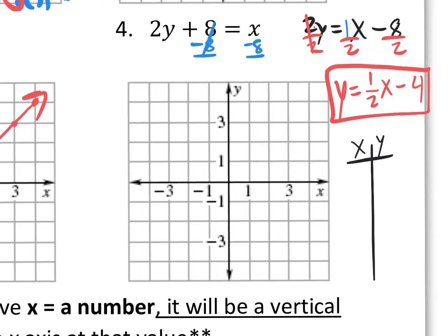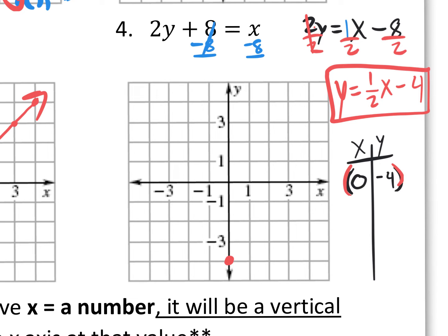0 always works. 0 is beautiful, right? Let's use 0 for the input. When I plug in a 0 into this x, anything times 0 is 0. And 0 minus 4 is what? Negative 4. So everybody, when we plug in a 0, we get out a negative 4. That is a coordinate. Let's actually graph 0, negative 4. 0 on the x, negative 4 on the y.